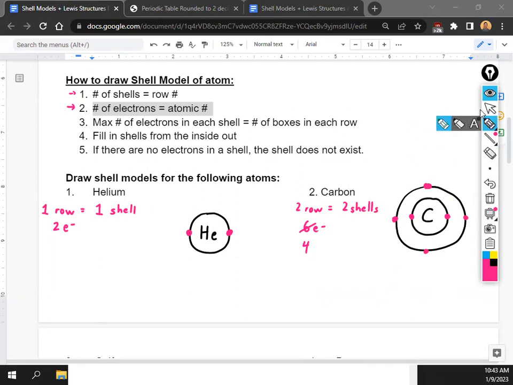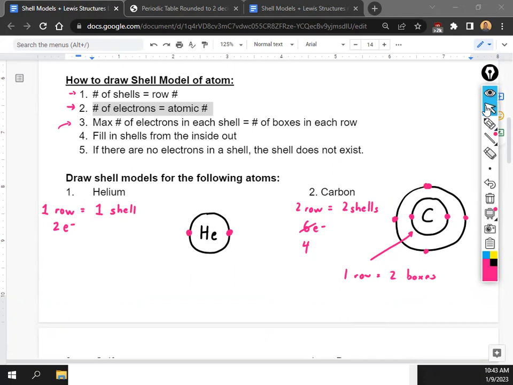Okay. So the rule that we use is this one right here. The max number of electrons in each shell is the number of boxes in each row. So the first shell right here is represented by the first row, and it has 2 boxes, so it can only hold 2 electrons. And then we put the rest of them on the outside.